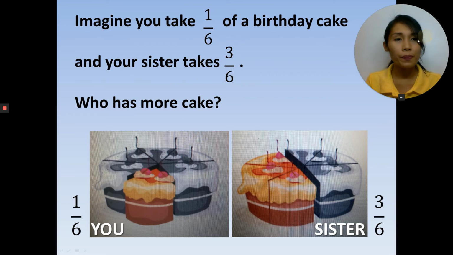Now let's proceed. Imagine you take 1/6 of a birthday cake, and your sister takes 3/6. Who has more cake? Look at the illustration below. Your part is 1/6, so that means you got one part out of 6, and your sister got 3 parts out of 6. So who got more cake? By just looking at the illustration, you can see that your sister got more.